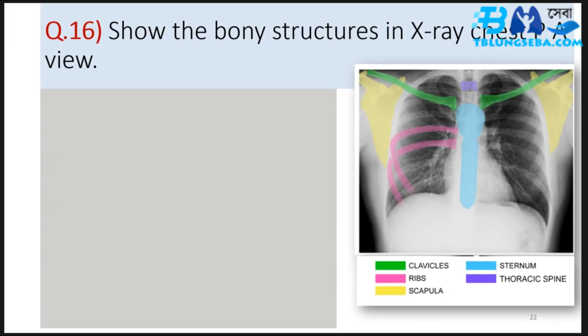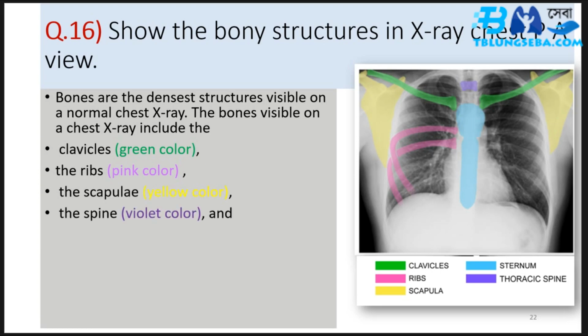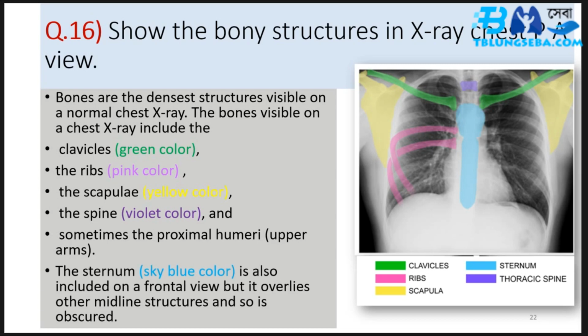Q.16, show the bony structures in X-ray chest PA view. Bones are the densest structures visible on a normal chest X-ray. The bones visible on a chest X-ray include the clavicles, green color. The ribs, pink color. The scapulae, yellow color. The spine, violet color, and sometimes the proximal humeri, upper arms. The sternum, sky blue color, is also included on a frontal view, but it overlays other midline structures and so is obscured.